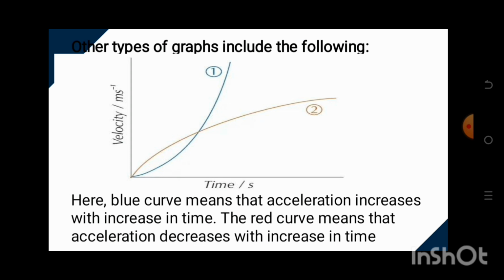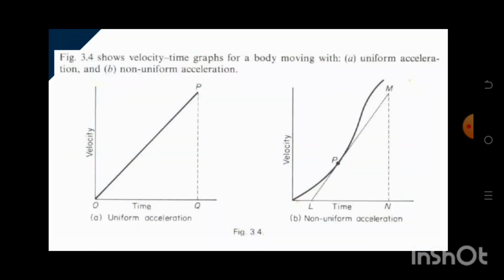If you look at this one, we have the blue line and the red line. The blue line means that acceleration increases with increase in time. So at this point, we don't have what we call uniform acceleration, but acceleration is increasing as time increases. And if we look at the red line, acceleration is decreasing with increase in time. There are other charts that we can also have. Look at the straight line chart. That's what we have been discussing before, uniform acceleration.